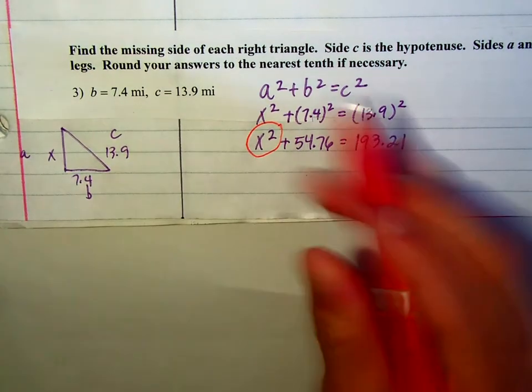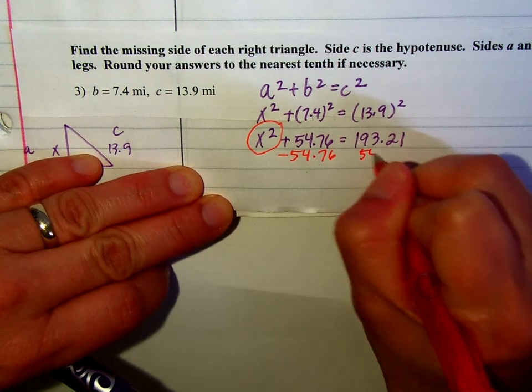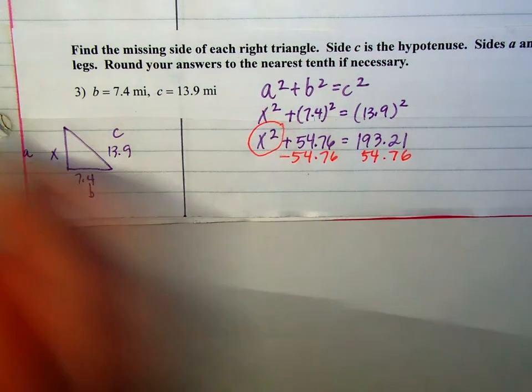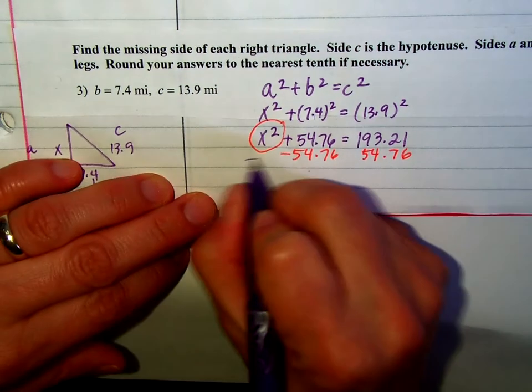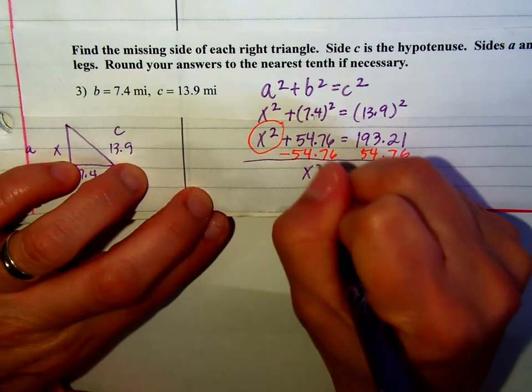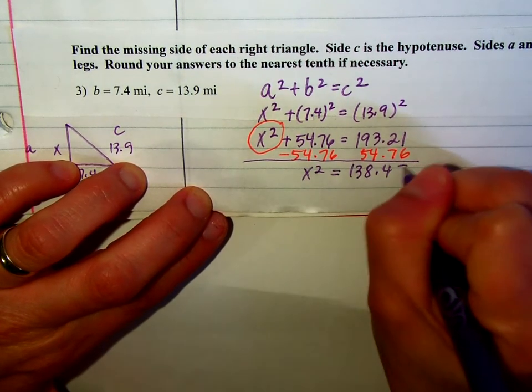That means we're going to take away 54.76 from both sides. And make sure to line up your decimals. If you do not line up your decimals, then you're going to subtract incorrectly. All right, I'm left with x squared is equal to 138.45.